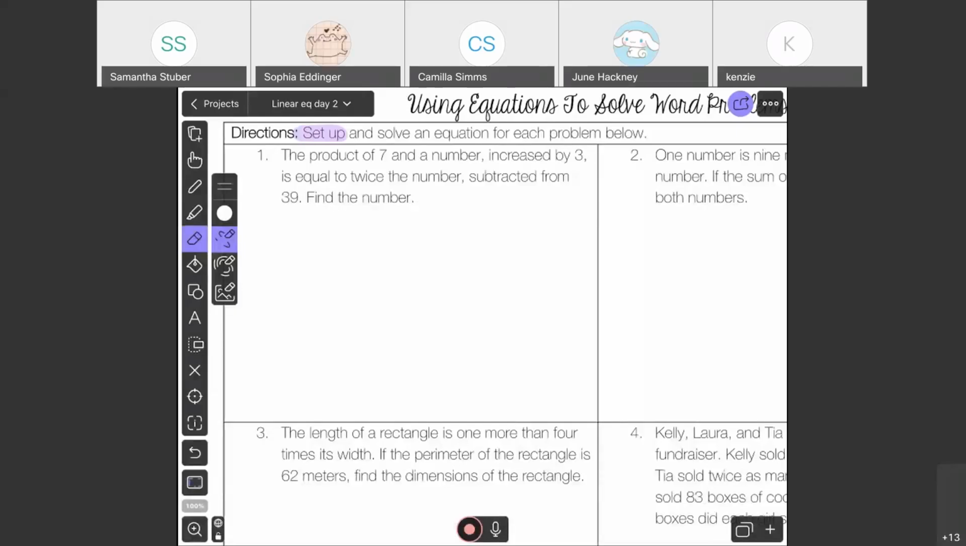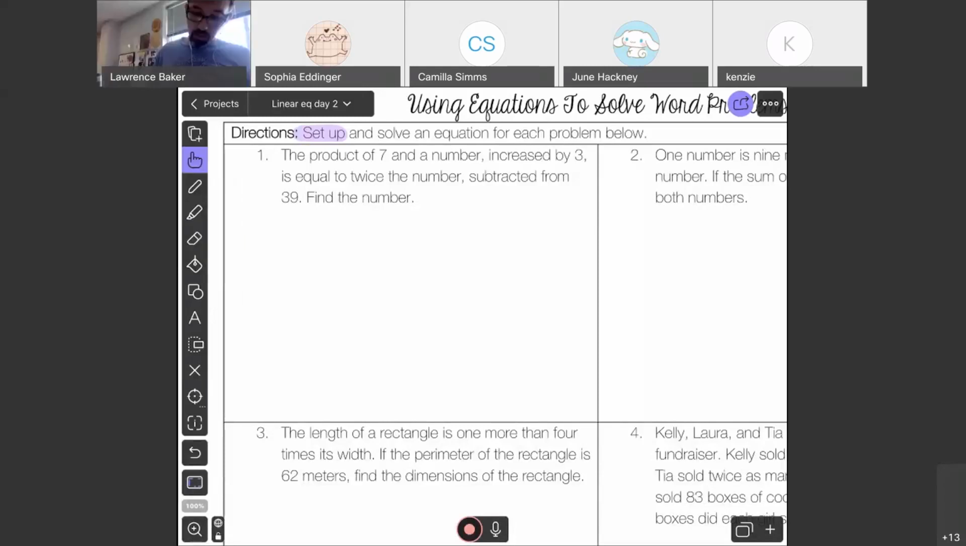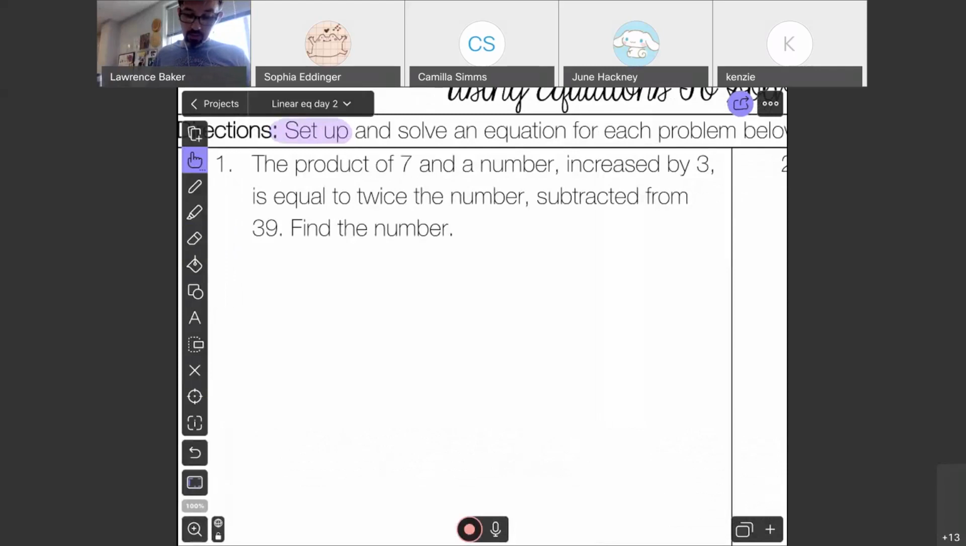So I'm going to read the problem real quick, then I'm going to go back and break it down. Okay. So the product of 7 and a number increased by 3 is equal to twice the number subtracted from 39. We want to find that number.